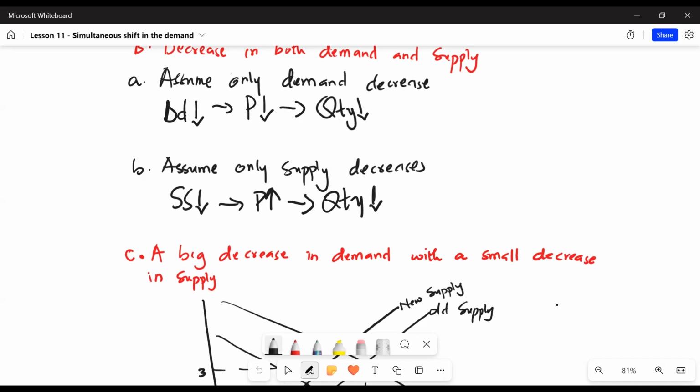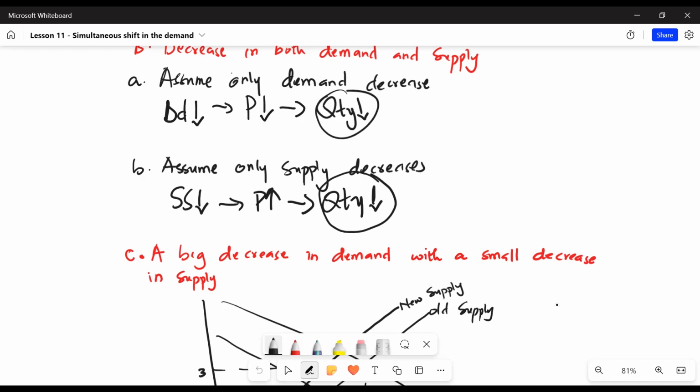Now we can see that in both cases, quantity reduces, but that the price decreases when only demand decreases, but the price increases when only supply decreases. This means that when both demand and supply decrease, we are sure that equilibrium quantity is going to reduce, but the effect on price is ambiguous. It can increase or decrease or even remain the same depending on which shift is bigger.